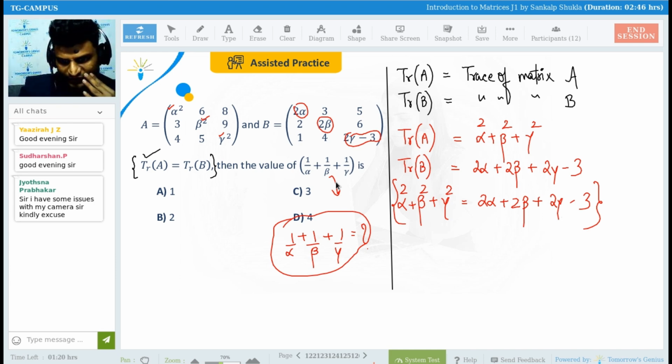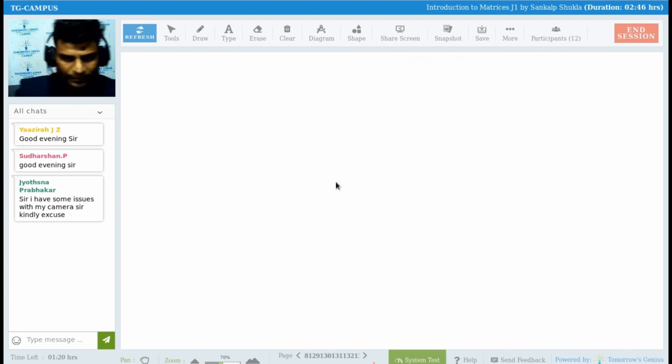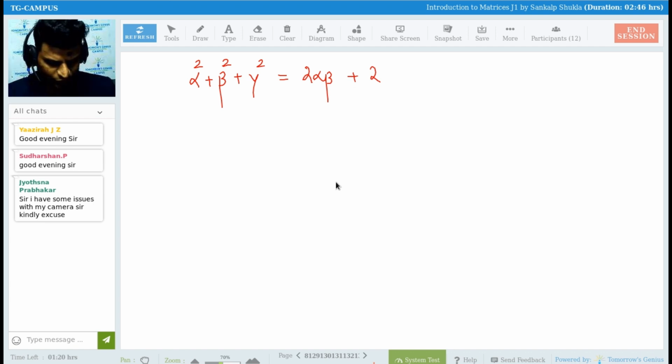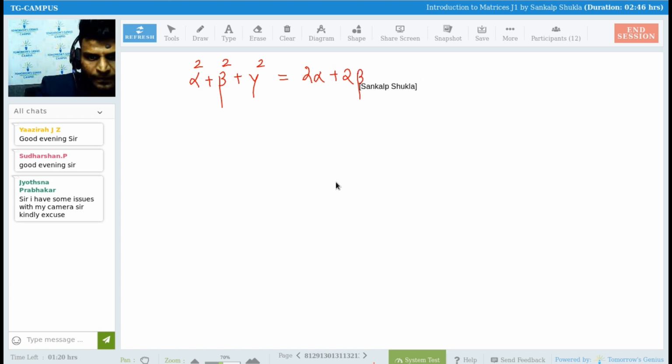So the condition is alpha square plus beta square plus gamma square equals 2 alpha plus 2 beta plus 2 gamma, and minus 3 is over there. Okay, so I can analyze a pattern. See, what is the pattern over here? Alpha square plus beta square plus gamma square is equal to 2 alpha plus 2 beta plus 2 gamma minus 3.